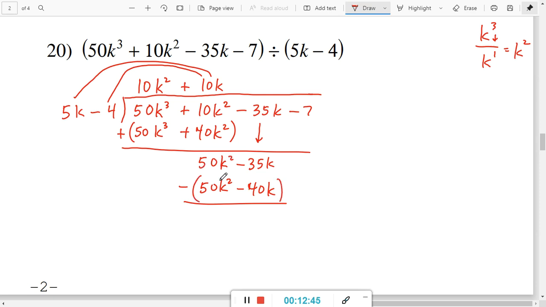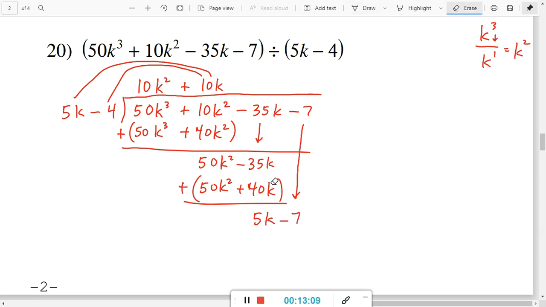50k squared minus 50k squared is 0. And we have to distribute this negative. Negative times negative is positive. So negative 35k plus 40k is positive 5k. Bring down your next term. Negative 7.